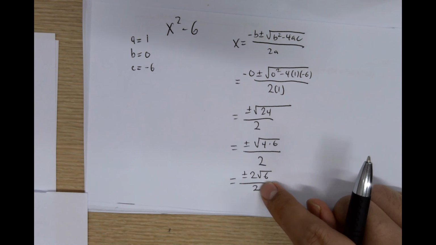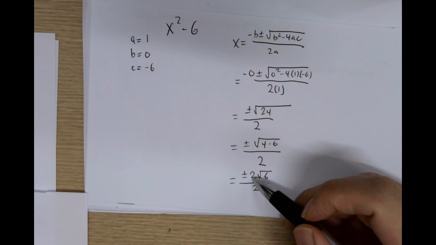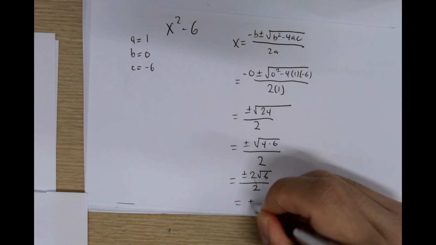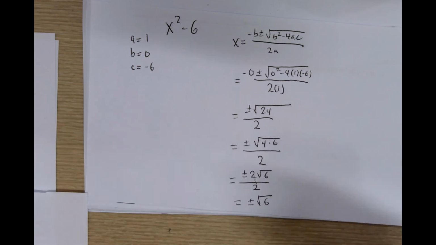And so I would go ahead and divide these two numbers. Again, I can only divide what's on the outside of the square root, and this would be equal to plus or minus the square root of 6. Okay, so I'm almost done.